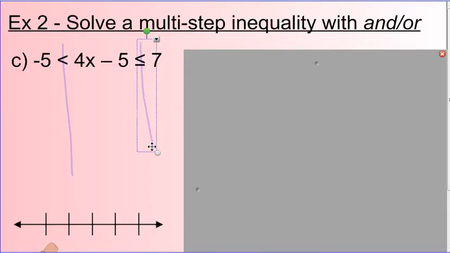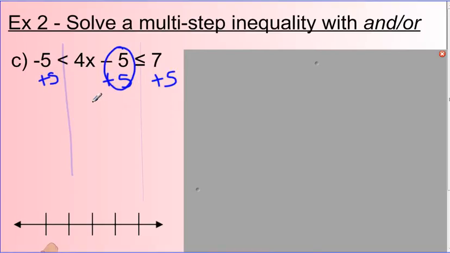Now, whoa, I don't know what he did. That's fine, whatever. Now let's do. So to solve this, we're going to add 5 to all sides. That gets rid of him. So we're left with a 4x in the middle. 7 plus 5 is 12. Negative 5 plus 5 is 0.